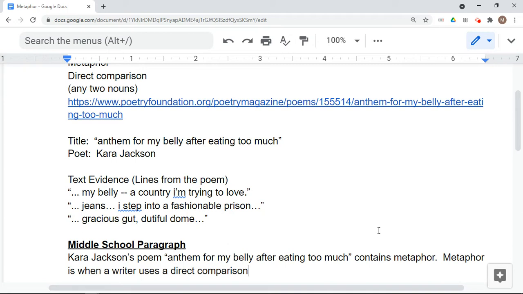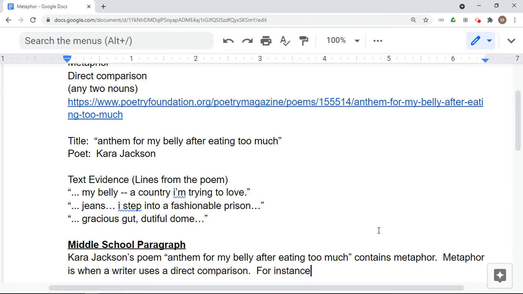So metaphor is when a writer uses a direct comparison. When something is being compared, we know we're talking about two or more objects. Uses a direct comparison. All right, now let's talk about metaphors when a writer uses a direct comparison. Now let's find it in the poem and let's talk about it. So we're going to start by giving, for example. But this time I'm going to change it up.